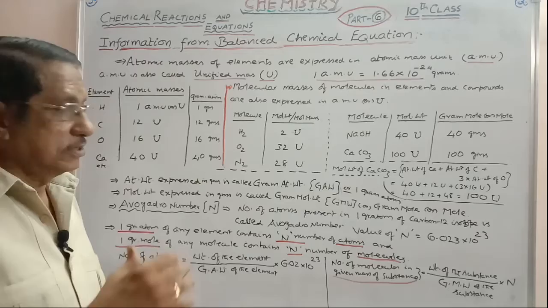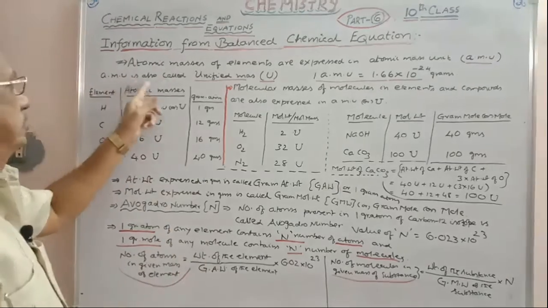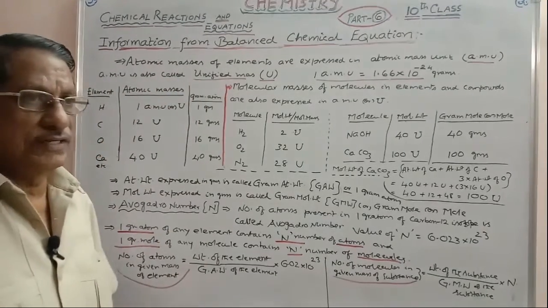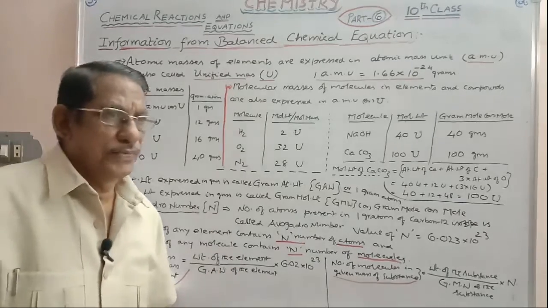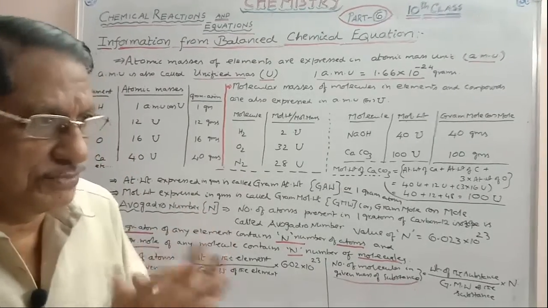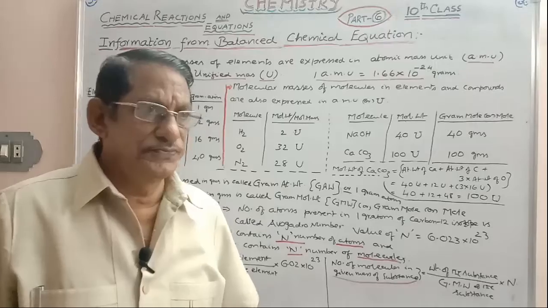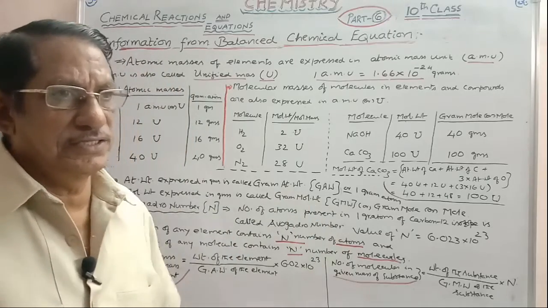Sometimes we will write the atomic mass unit as unified mass. It is also called unified mass. Unified mass is represented by U. So you can write it as AMU or U also. So that is about the atomic masses.